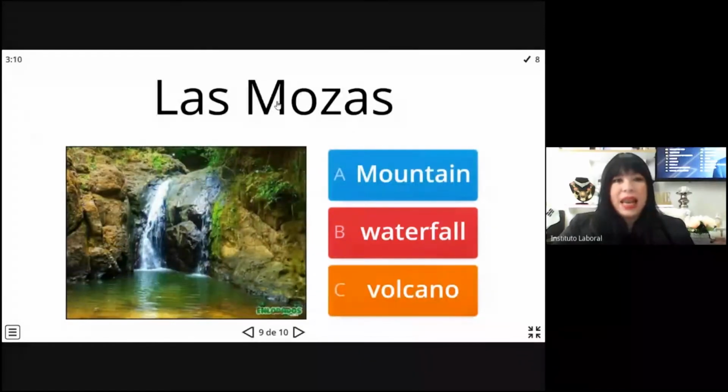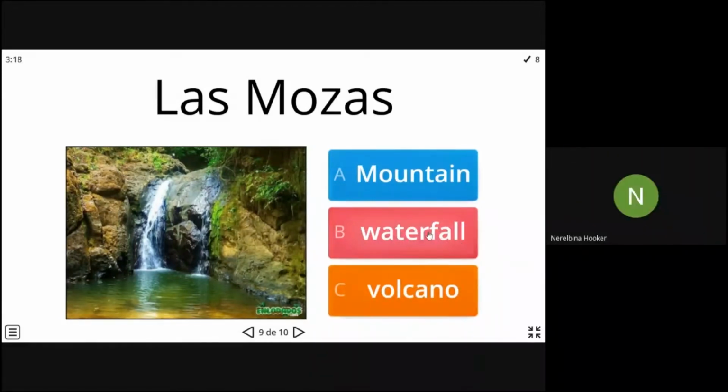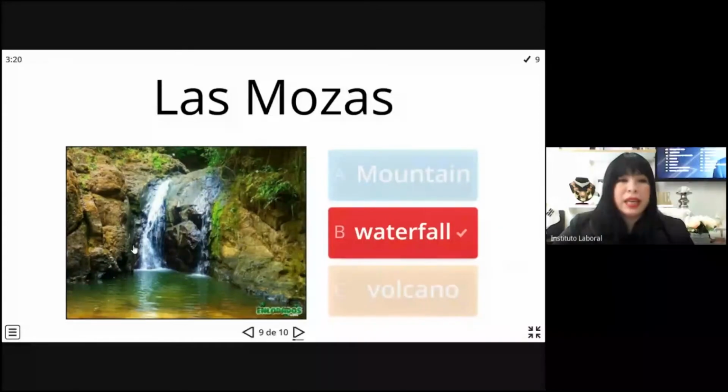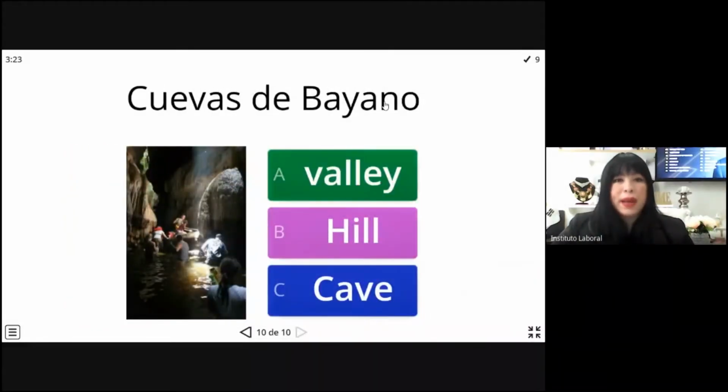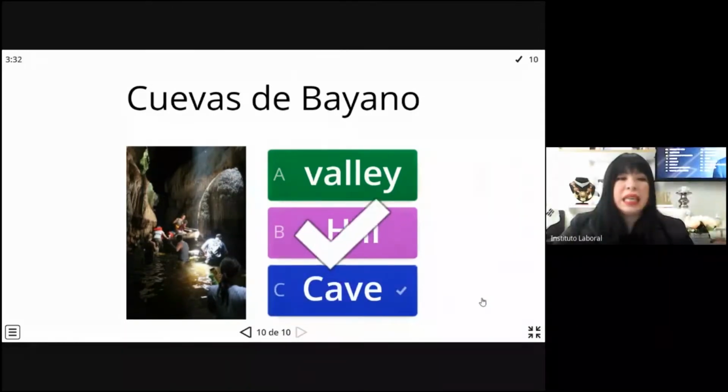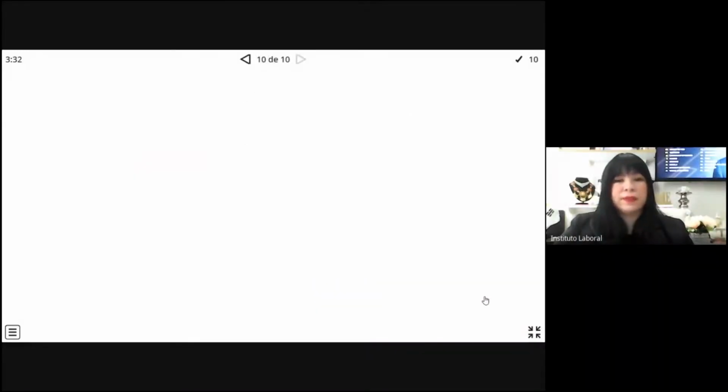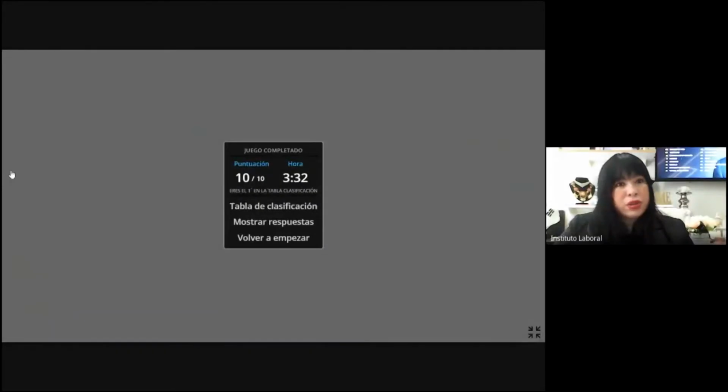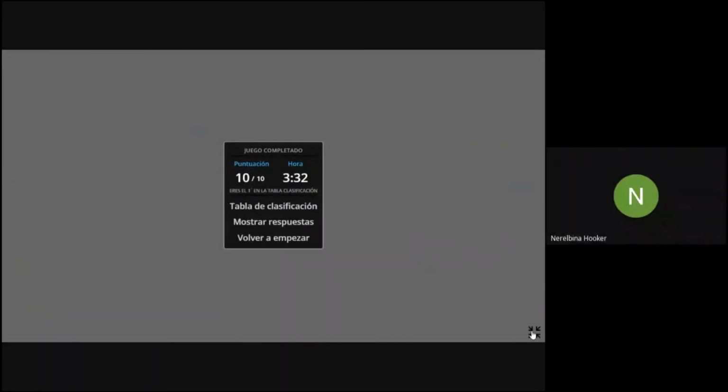Excellent. Las Mozas is a mountain, a waterfall, or a volcano? B. It is a waterfall. Yes, Las Mozas. This is here in Panama. Cuevas del Vallano. Is that a valley, a hill, or a cave? C. It is a cave. Those are natural resources we have here in Panama.